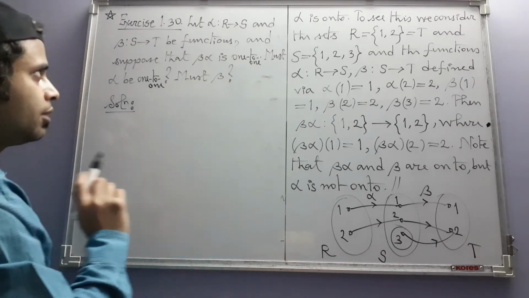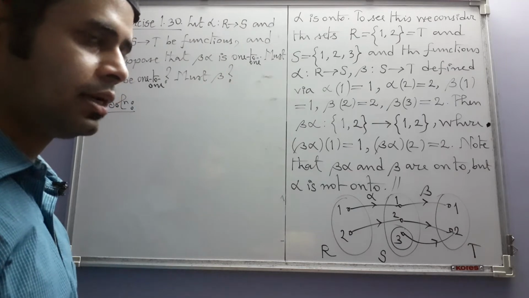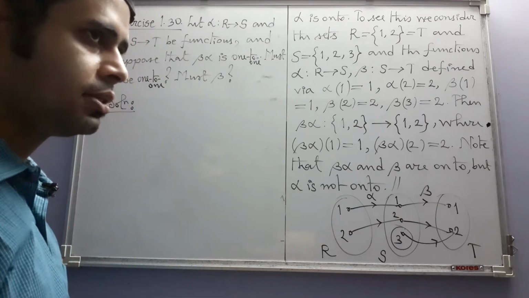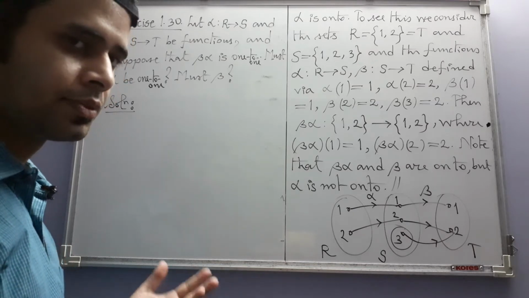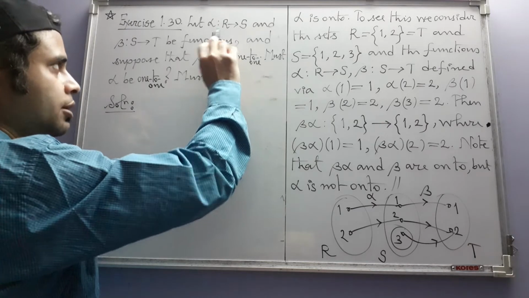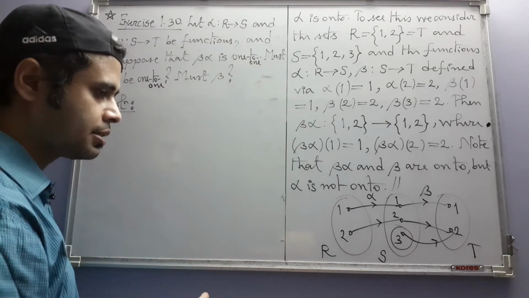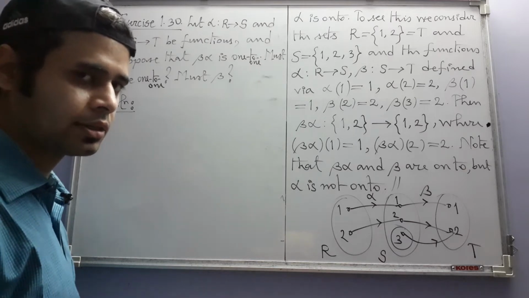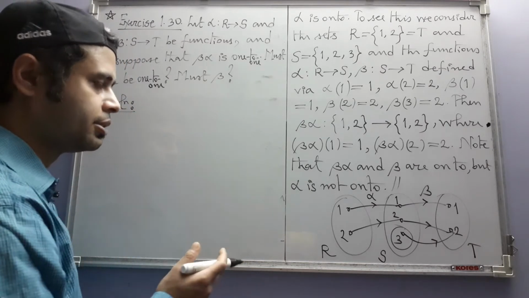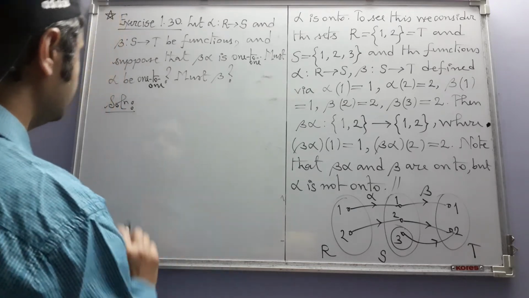You choose two elements from R and you assume that they are distinct, and then show that their alpha images are also distinct. That is one way. And another way is to again choose two elements from R and assume that their alpha images are the same, and show then that the elements are the same, that is, the inputs are the same. And that's what we are going to do.